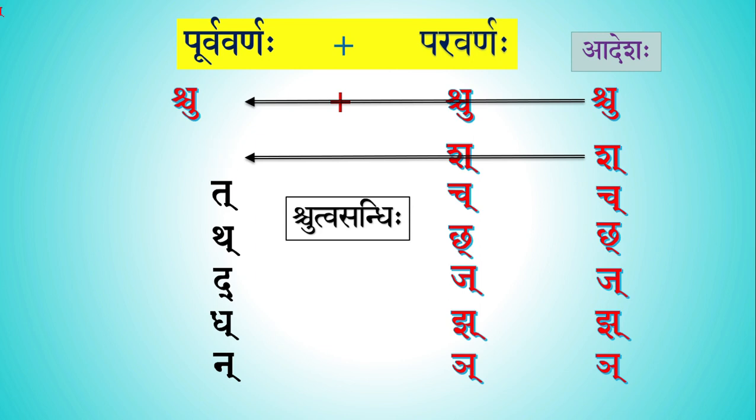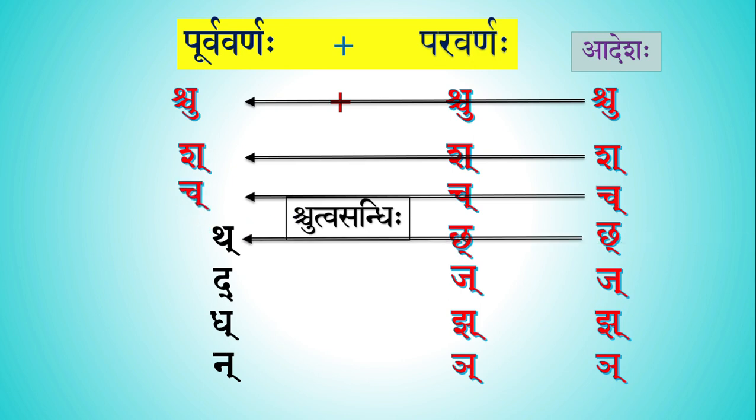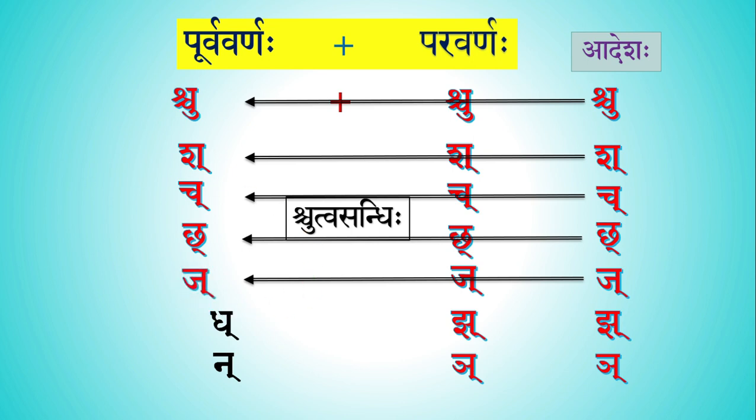Similarly, Ta is removed by Cha. The letter Tha disappears when the letter Chha enters. Similar is the case when Da also disappears to give way to the letter Ja. The letter Dha also moves away for Jha to enter.